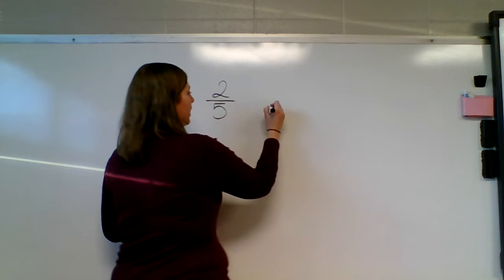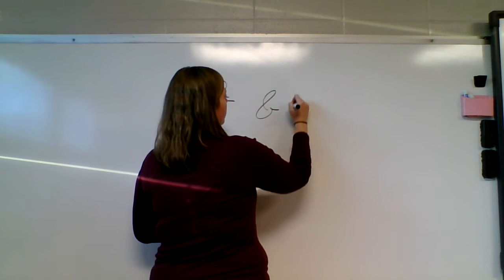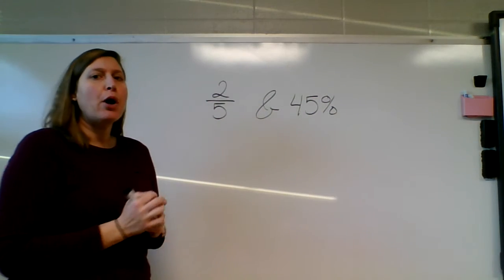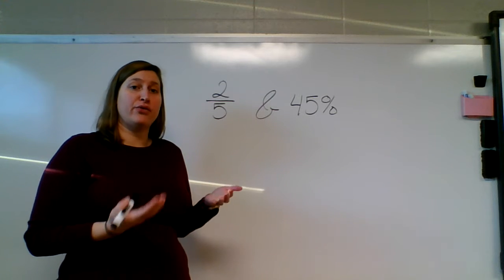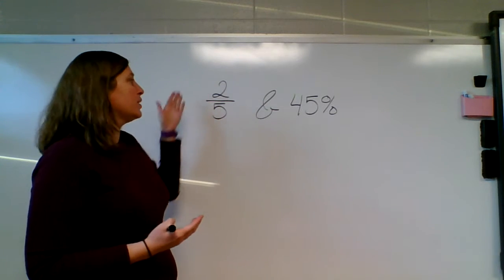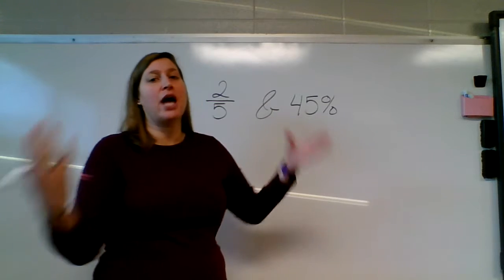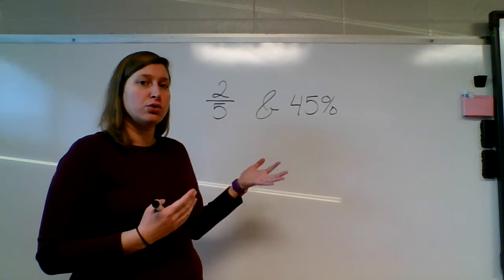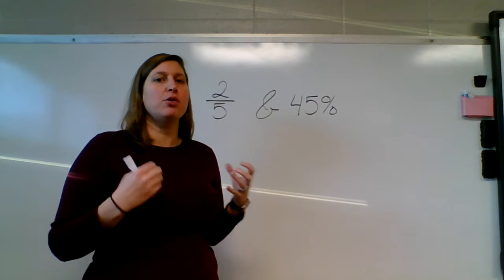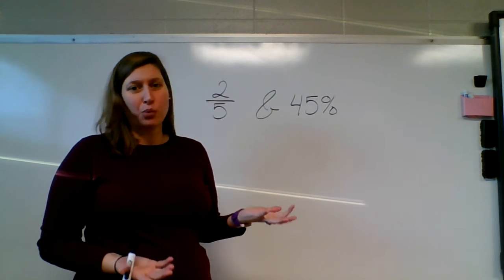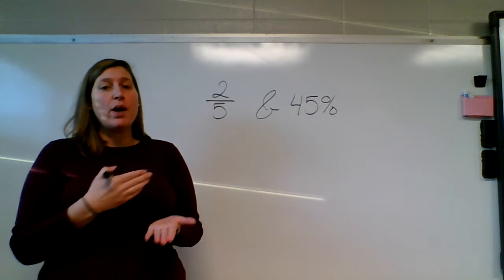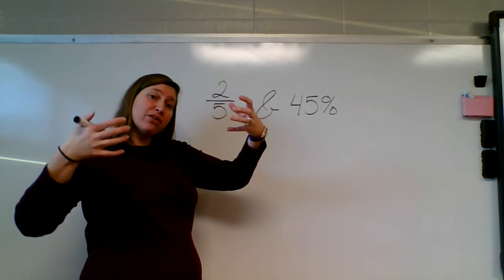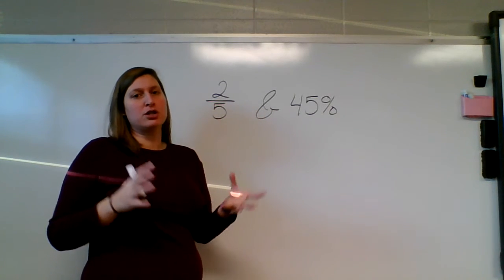2/5 and 45%. So both of these are rational numbers. 2/5 is a fraction, obviously, it's written as a fraction, so it's rational. And then we can write any percentage as a fraction, so that's going to be rational as well. Right now, looking at these two numbers, can you for sure tell me which number is larger? Not really. So we have to think of a way that we can display these numbers in a way that we can compare them and know for sure which number is larger and smaller.